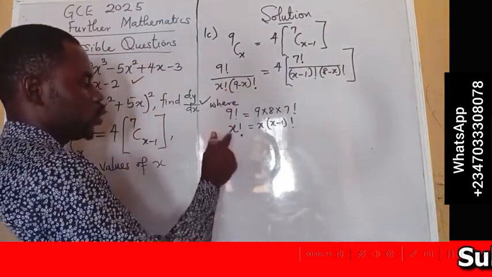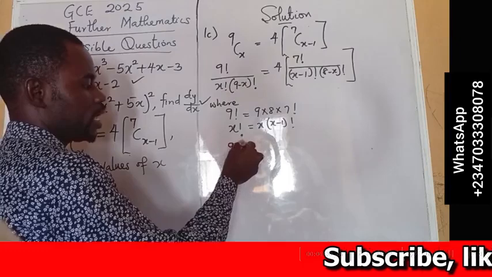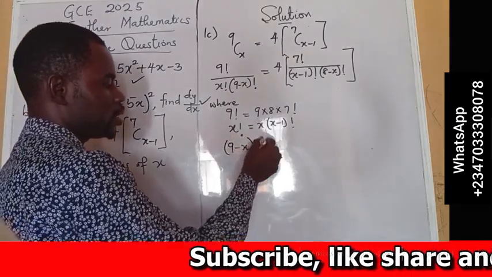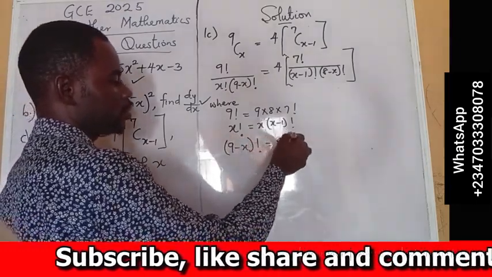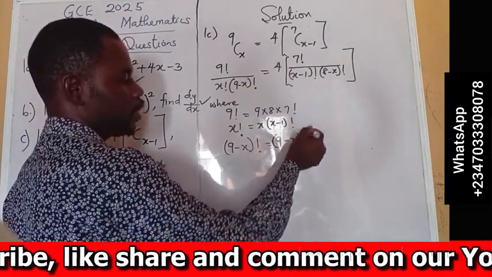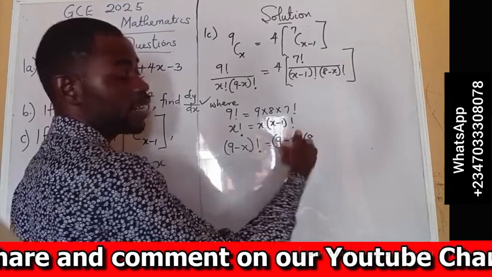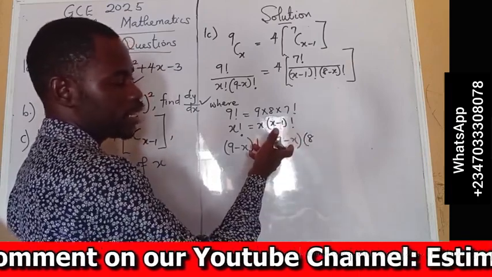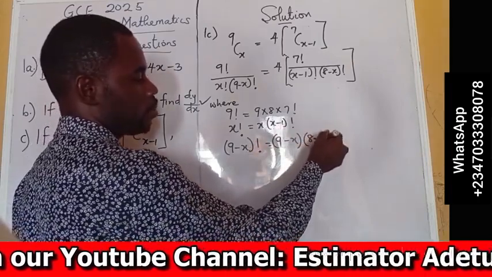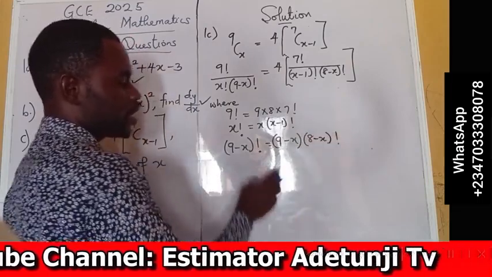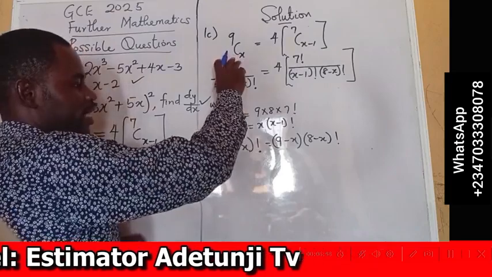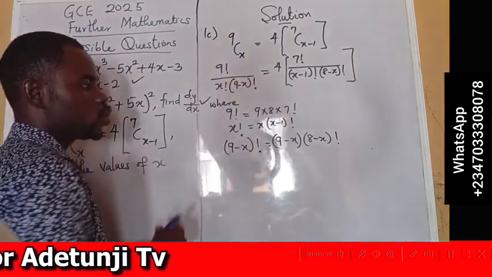And likewise, the last one here, (9 minus x) factorial. The meaning is 9 minus x followed by 8. No, it is minus 1. When you subtract 1 from 9, it gives you 8. So 8 minus x factorial.